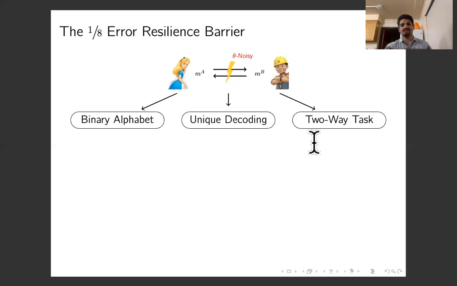Finally, as I explained before, message exchange, as I described, is a two-way task. Both parties need to output each other's messages. And this costs a factor of 1/2 in the error resilience because the adversary can only attack one of the two parties, and therefore he only needs to corrupt 1/2 of the whole communication. So the factor is now lower by 1/2. And this corresponds to the third factor of 1/2 that we have in the 1/8 barrier.